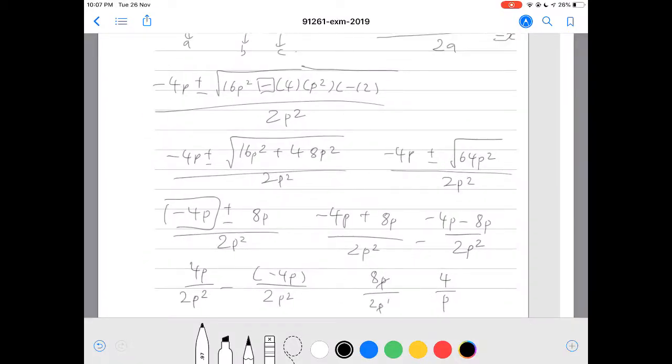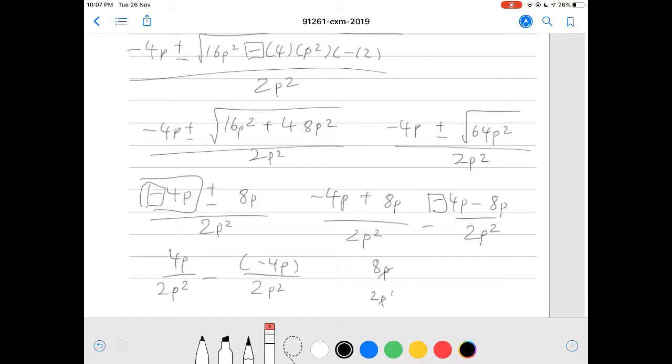Yeah, apologies guys about that. So I found out what the mistake was. I forgot to add the negative 4p. I accidentally considered it as positive 4p, so that's why I went wrong. So this here is not quite right. Sorry guys about that. It's a careless mistake, so apologies.